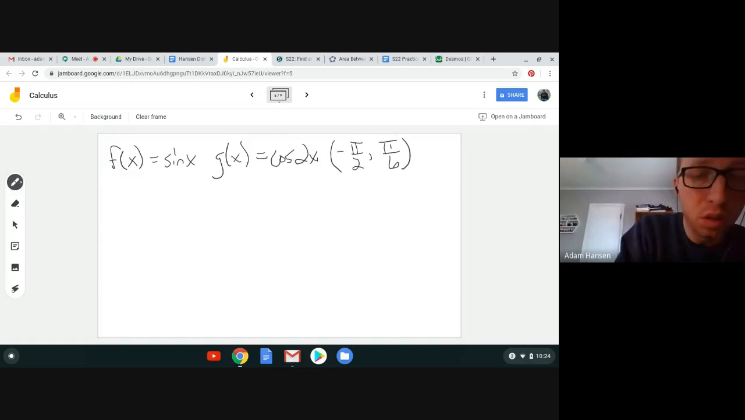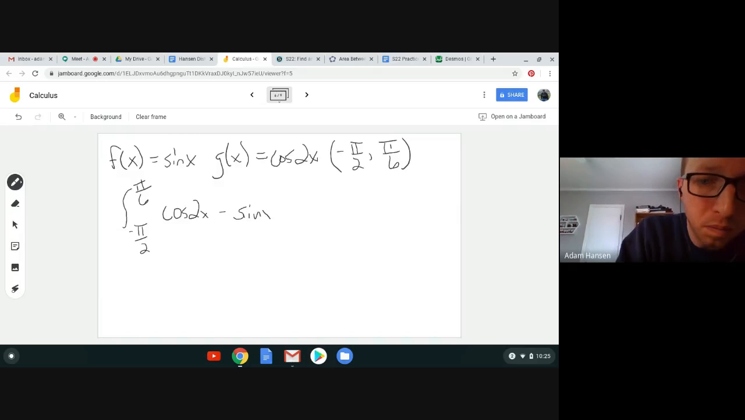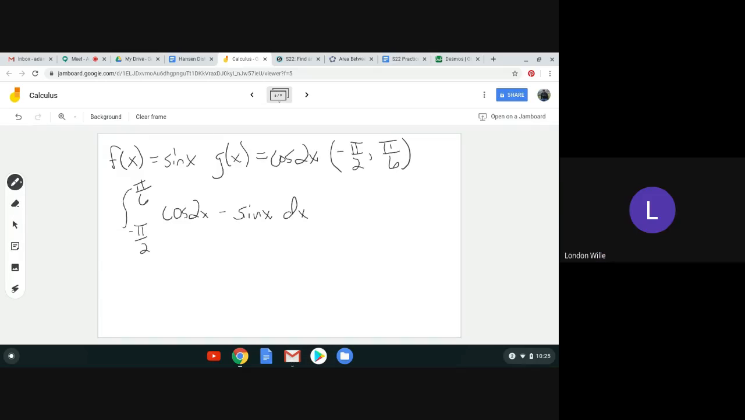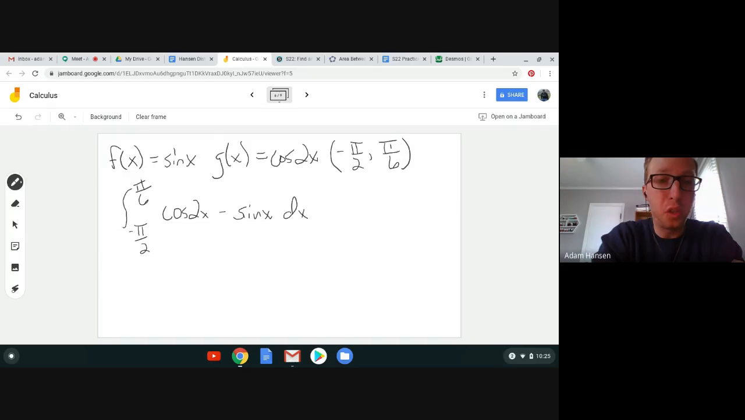So this definite integral should be the definite integral from negative pi over 2 to pi over 6 of cosine 2x minus sine x dx. London, is that making sense so far, getting this set up? Yeah. Okay. So the rest is just finding the antiderivative and using the fundamental theorem to evaluate.